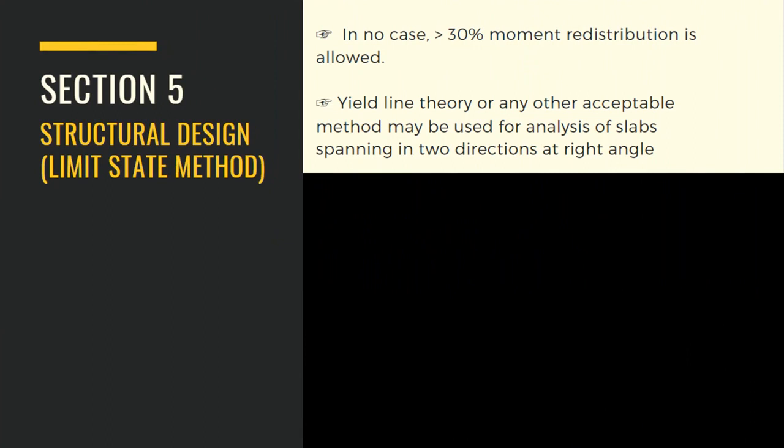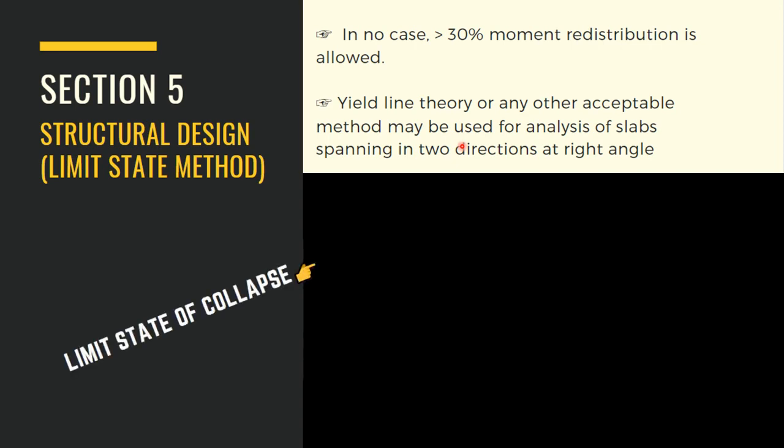Before which we shall see two points. In no case more than 30% moment redistribution is allowed. IS code specifies that yield line theory or any other acceptable method may be used for analysis of slabs spanning in two directions at right angles. Now we shall see about the limit state of collapse: flexure.